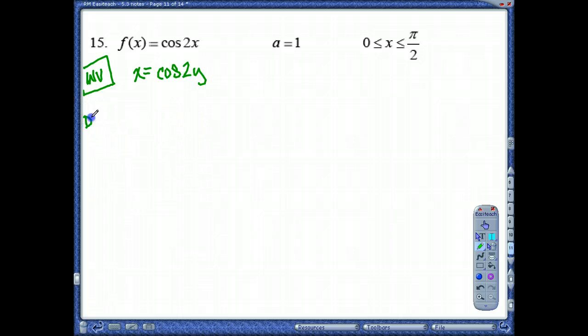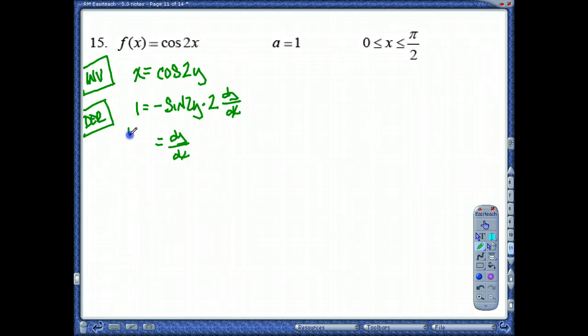Now I'm going to find the derivative of that inverse. So I take the derivative of x, which is 1. I take the derivative of cosine of 2y, which is going to be negative sine of 2y times the derivative of 2y, which is 2 dy/dx. I'm going to solve for dy/dx, which means I'm going to divide through by all of that craziness. 1 divided by 2 negative sine of 2y.